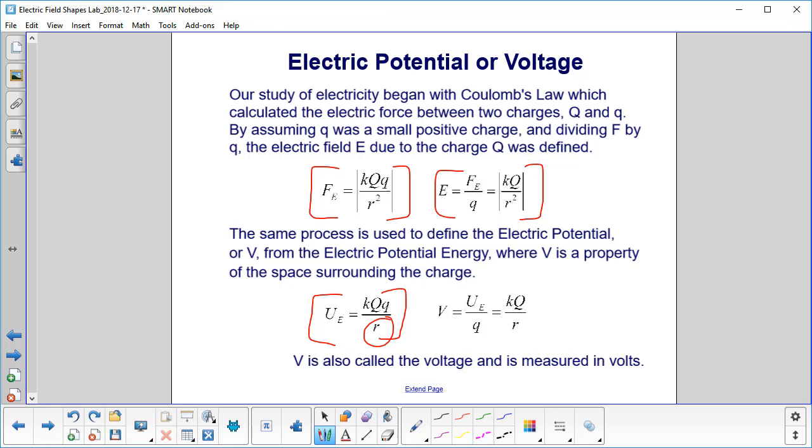We will again divide out little q, just like we did up there. And when we have potential energy per charge, per little test charge, that's K, big Q over little r, and we'll call that the electric potential, or voltage. It is measured in volts. So we really have four key things here that you should know: the electric force, the electric field, the electric potential energy, and then the electric potential or voltage.